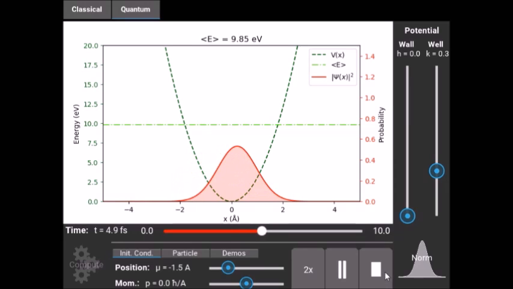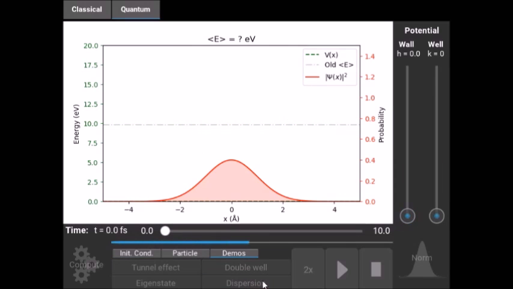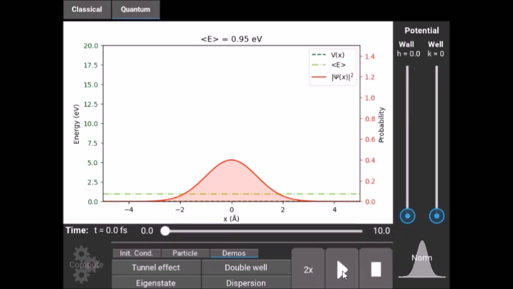Finally, another interesting case is the dispersion of the wave function when no potential is applied to it. We can see how the free particle expands and uniformly distributes its probability, something unbelievable for a classical particle.